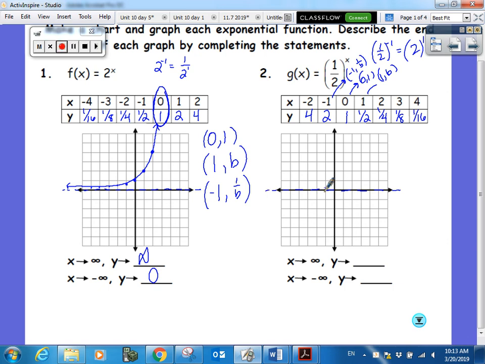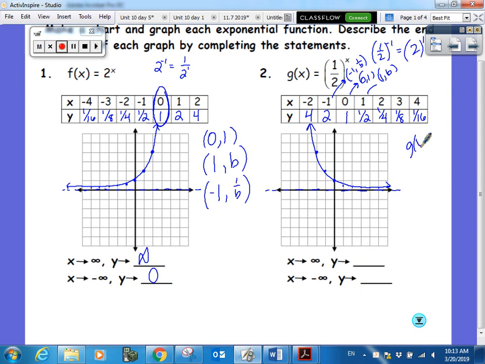And if we plot all those points, negative 2, 4, negative 1, 2, 1, 0, 1/2, a 4th, an 8th, a 16th, 32, 64, and so forth. So that's what your graph looks like. And if you think about it, think about our transformations.